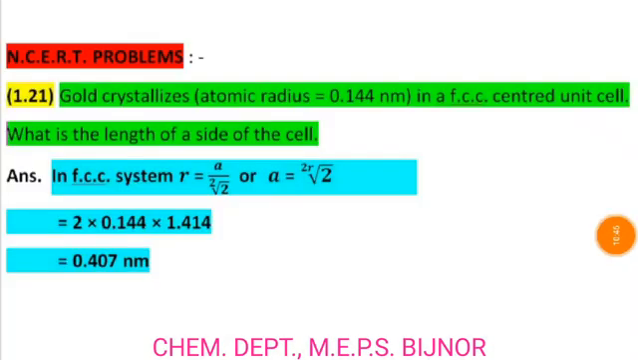Another question in the NCERT book, 1.21, is based on this topic. The question is: gold crystallizes in an FCC unit cell, and the atomic radius is given as 0.144 nanometer. What is the length of a side of the cell? In an FCC system, R is equal to A divided by 2 under root 2, or A is equal to 2R under root 2. We put the value 2 multiplied by 0.144, which is given in the question, then multiply by 1.414, the decimal value of under root 2. So the answer is 0.407 nanometer.